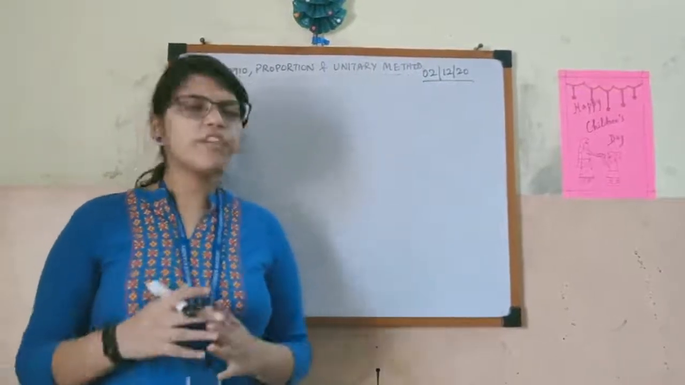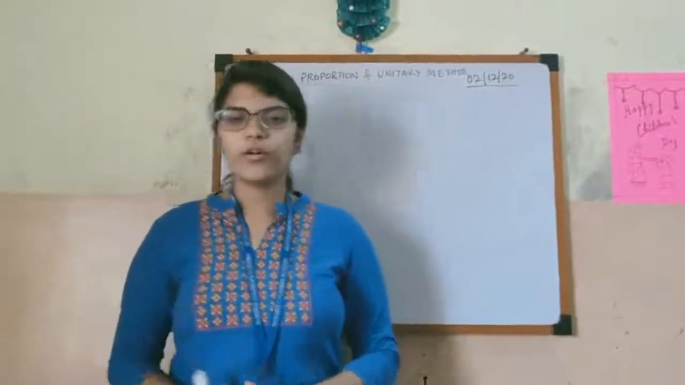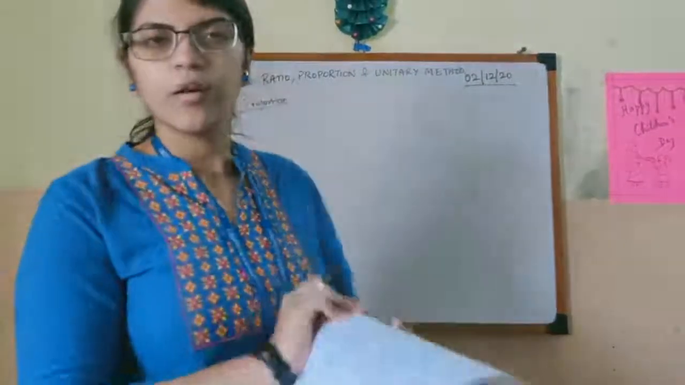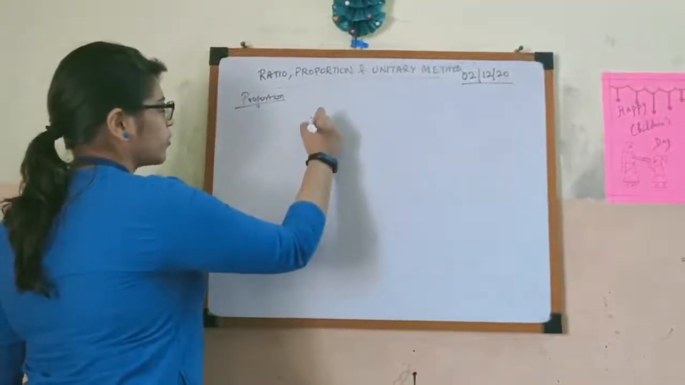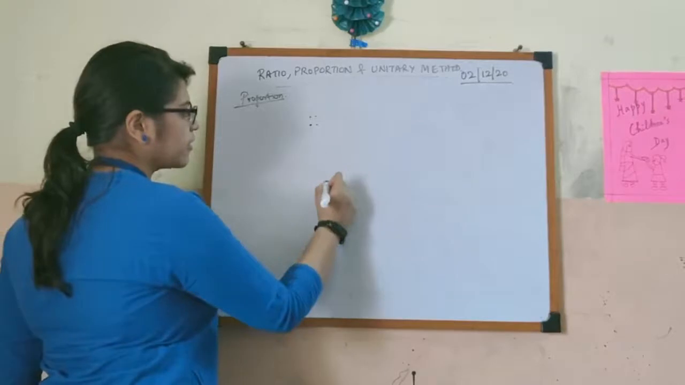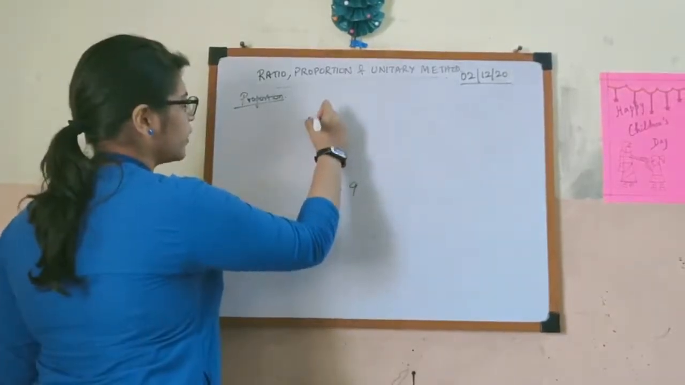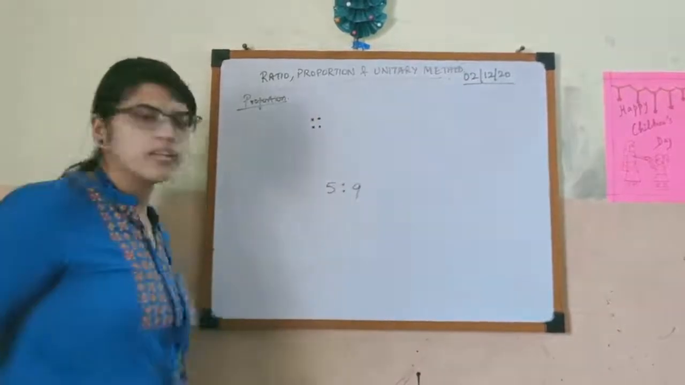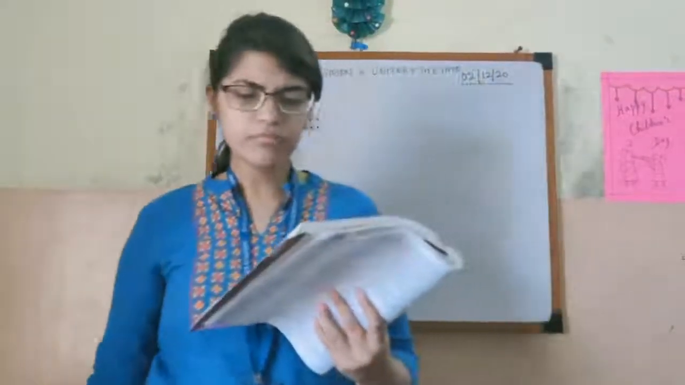Okay. So whenever we have two ratios, we compare them. In that case, we put a proportionate sign in between. So the ratio sign was like this, suppose 5:9. The proportionate sign is just like a double ratio, total 4 dots. Okay. So when do we use proportion?